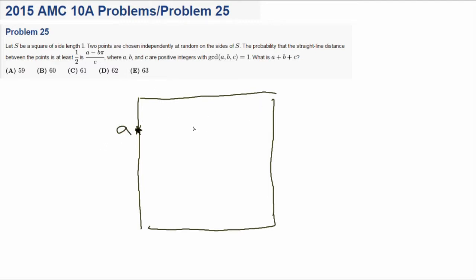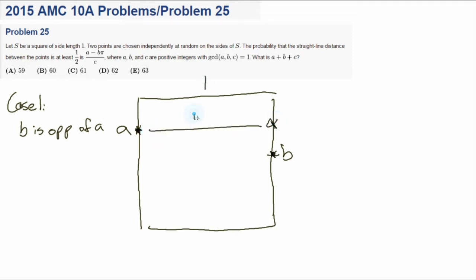Alright. So given that A is in an arbitrary location on the square, what's the probability that B is going to be at least 1/2 away? Well, case by case. So case 1, B is on the opposite side of A. So B is over here. Well, it's always going to be at least 1/2 if it's here, because obviously they're on opposite sides of the square, and the square is side length 1, so obviously this is going to be at least 1/2.